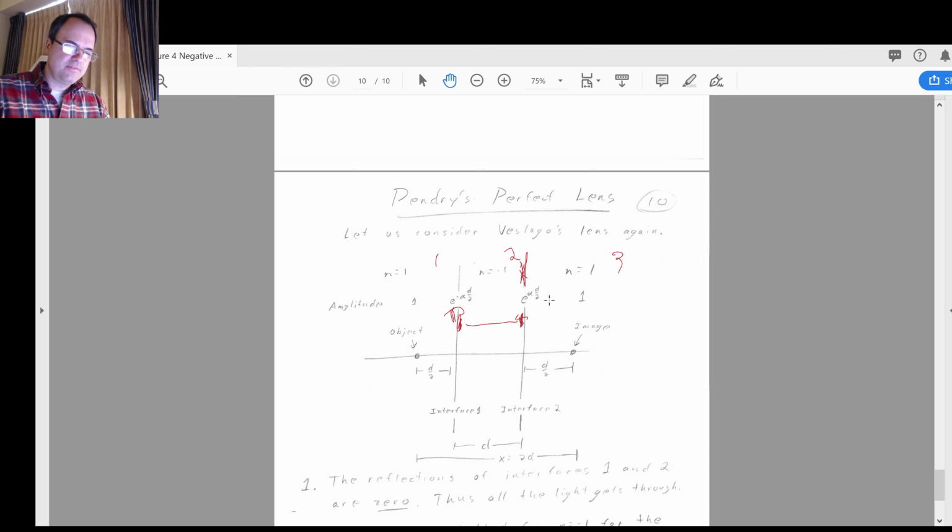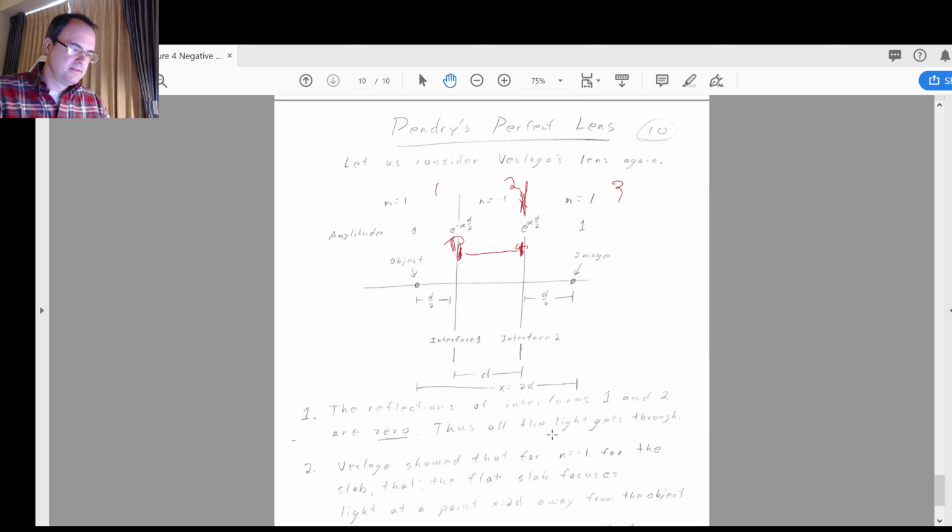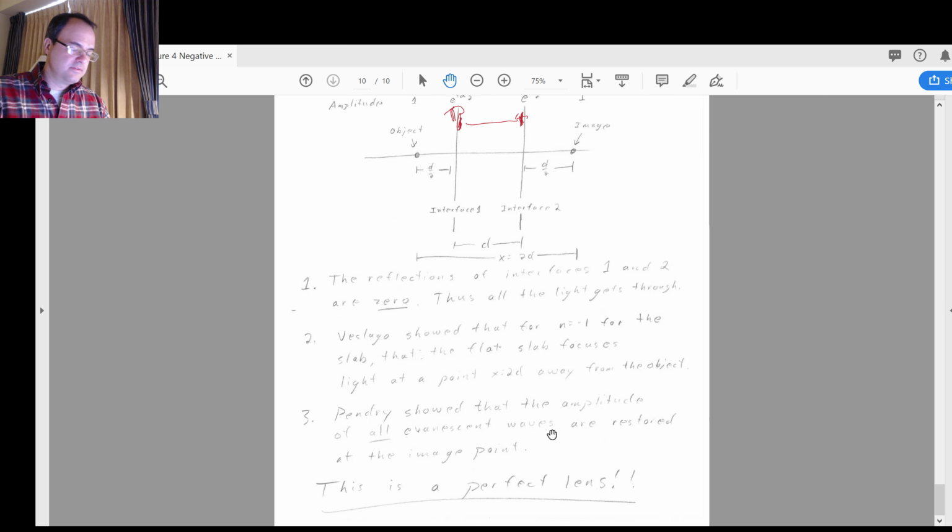Well, e to the plus alpha d over 2 times e to the minus alpha d over 2 is just 1. And so the field comes back here with an amplitude of 1, which was what it was, for example, when it was emitted by the object. And so we've gotten all the field strength from the evanescent waves from the object to the image because of this metamaterial. All right, so this is extraordinary. This is really extraordinary because this then makes a perfect lens. That's the lesson for the day.